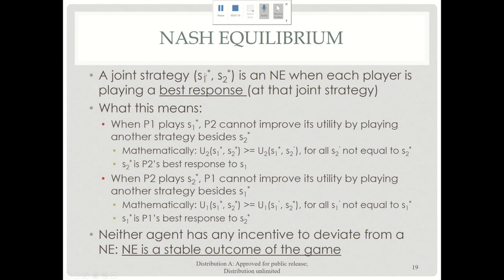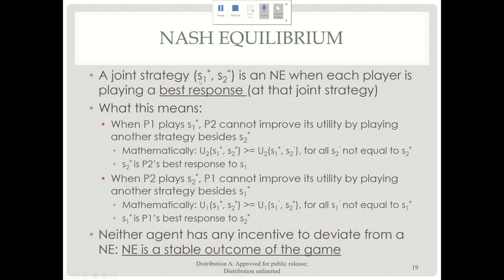So in this, S1 star is the strategy that player 1 plays, S2 star is the strategy that player 2 plays. Now, I have not introduced the term strategy. For the time being, let's just assume that a strategy is identical to an action. So what this statement would mean is that when player 1 plays S1 star, player 2 can do no better, cannot improve its utility by playing anything other than S2 star. And similarly, when player 2 plays S2 star, player 1 cannot improve its utility by playing anything besides S1 star.